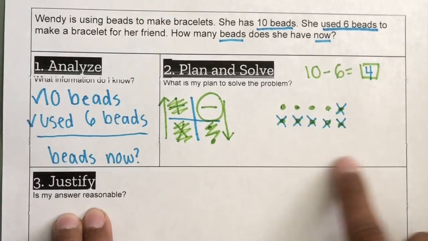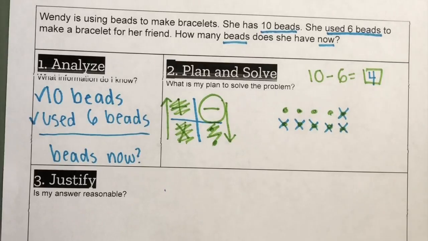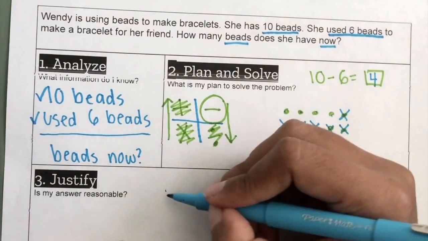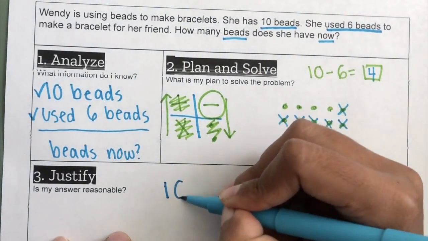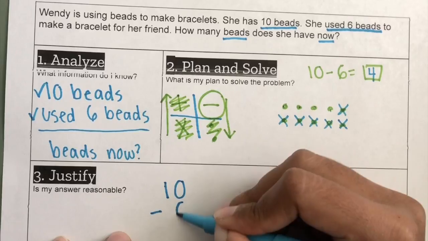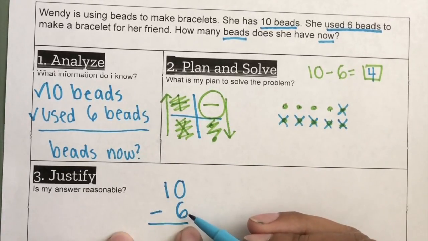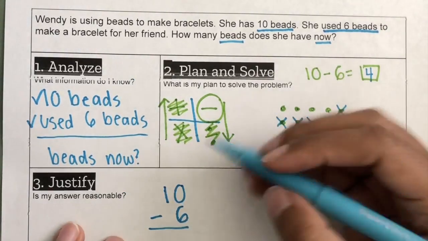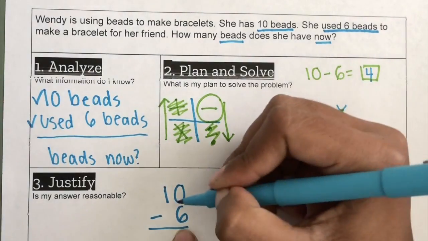So here I used models. Now this time I'm going to use the standard way to subtract. And this may be new to some of you, so I'm going to go a little bit slower. So the way I use the standard way to subtract is I put 10, take away 6. Now I'm stacking these numbers, the bigger number on top and the smaller number on bottom, and I'm making sure they're in the right place value. And when I start subtracting like this, I start in my lowest place value, which is my ones place.